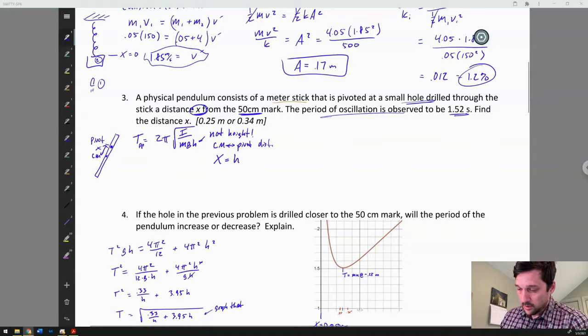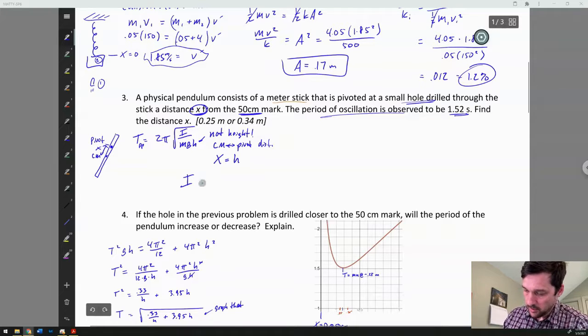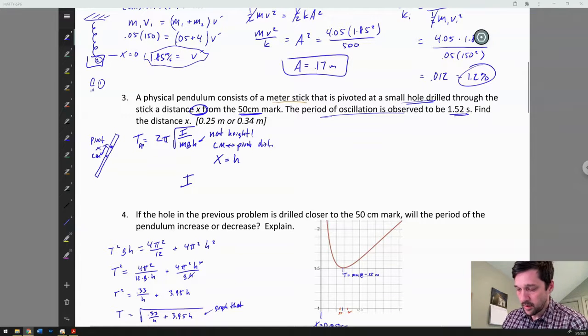All right, so now the question is I. What is the moment of inertia? Well, we're talking about a meter stick. And so the moment of inertia of a meter stick, if rotated around its center, would be 1/12 ml squared. However, it's not being rotated around its center. It's being rotated around some distance away from the center.